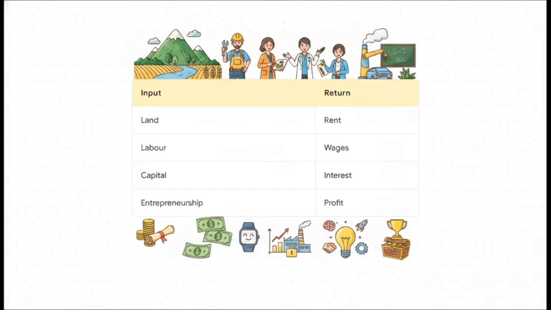Next is labor, the human effort which naturally earns wages. Then we have capital. And quick heads up, in economics, capital doesn't just mean money. It means machinery, tools, and intermediate goods used to make other things. The return on capital is interest. Finally, entrepreneurship. This is the risk-taking and organizing skill that brings the other three together, and that earns profit.